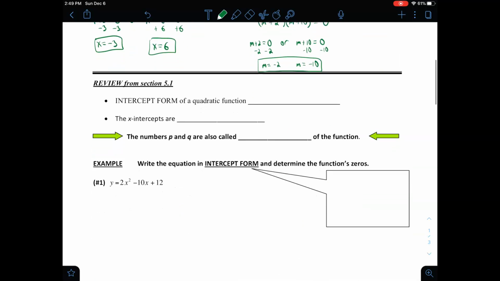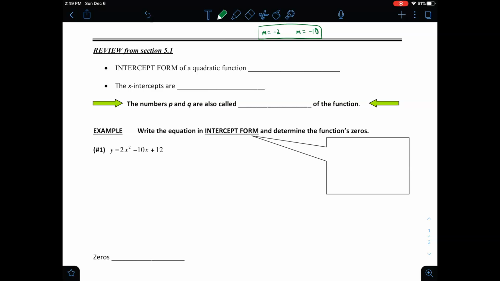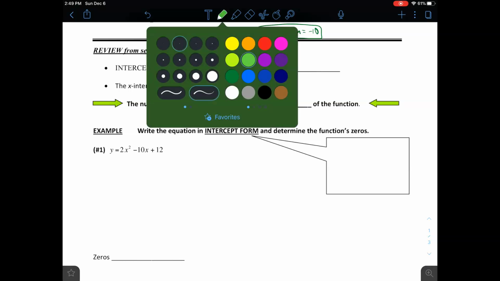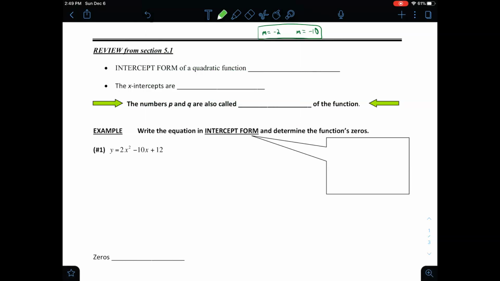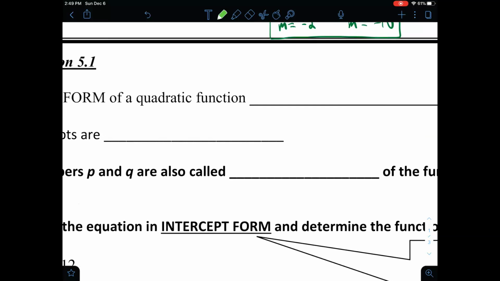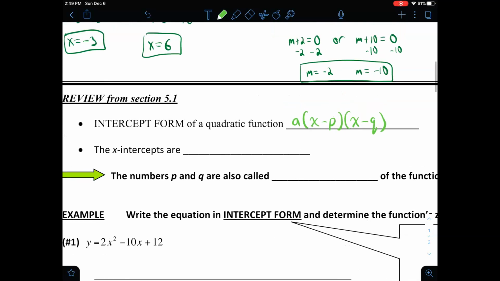Okay, moving on. Next thing we have is intercept. It says review from section 5.1. So we have intercept form of a quadratic function. Do you remember what that was? It was a times what? X minus p times, what's the other one? X minus q. And the intercepts are going to be p and q.